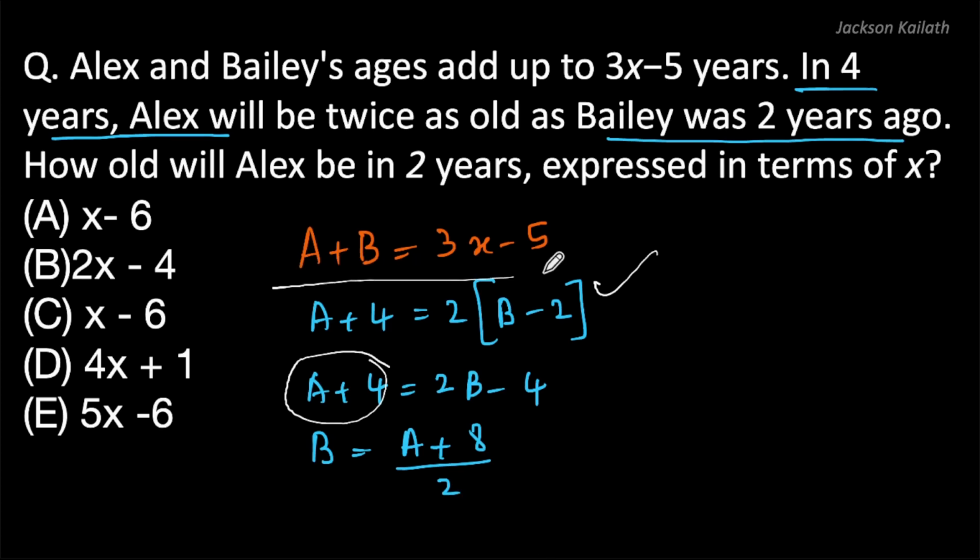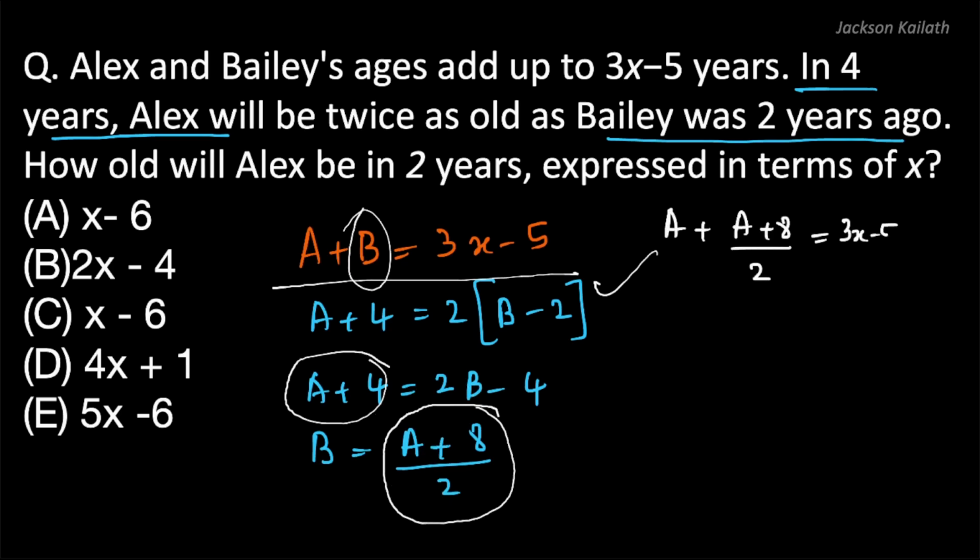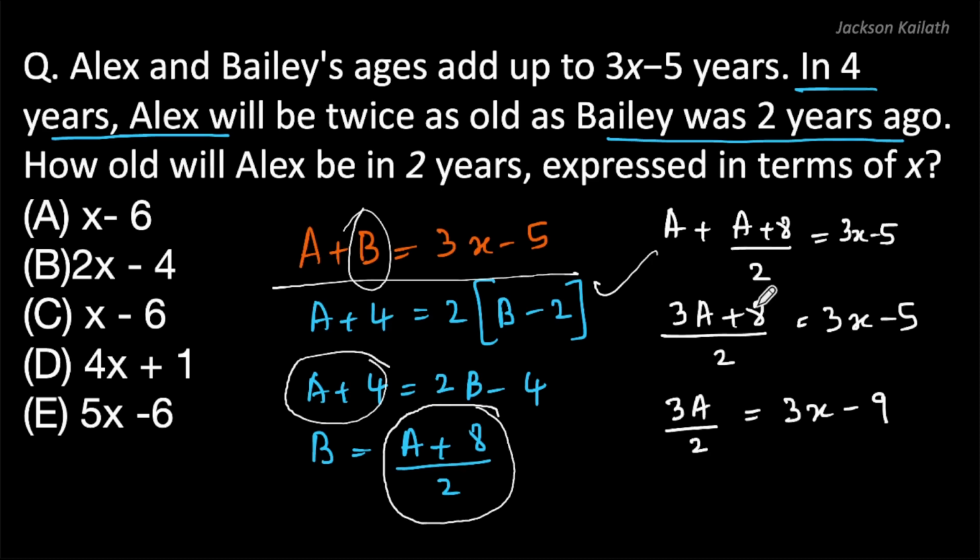All right, now we have over here that a plus b is equal to 3x minus 5. Now instead of this b over here, let me substitute whatever we got over here. So that gives us a plus a plus 8 by 2 is equal to 3x minus 5. Okay, so this a can be written as 2a by 2, and then the left hand side will simplify to 3a plus 8 by 2, which is equal to 3x minus 5. Or I can say 3a by 2 is equal to 3x minus 9, because 8 by 2 is 4 and I'm taking it to the right hand side. So 3a by 2 is equal to 3x minus 9, or a is equal to 2x minus 6, right?